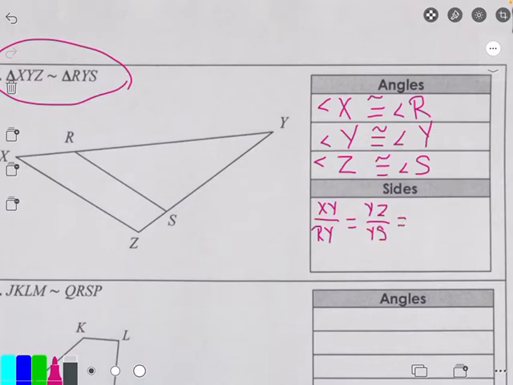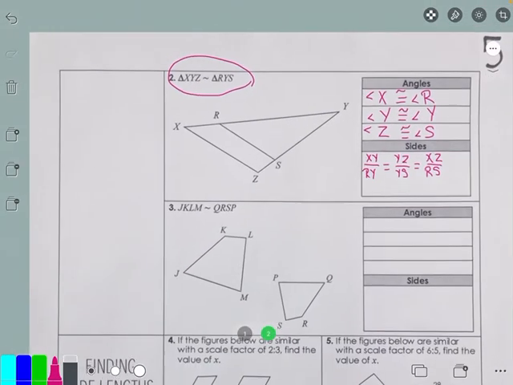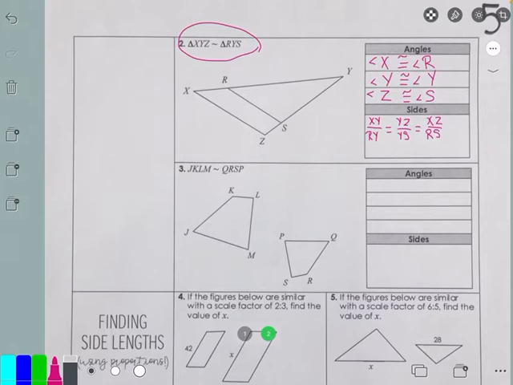And first and last with first and last. I'm going to leave number 3 for you. It's not a triangle, but the same things apply. So just go ahead and make sure you're matching the corresponding sides. Remember, angles are congruent. And then for sides, those fractions should be equal to each other.